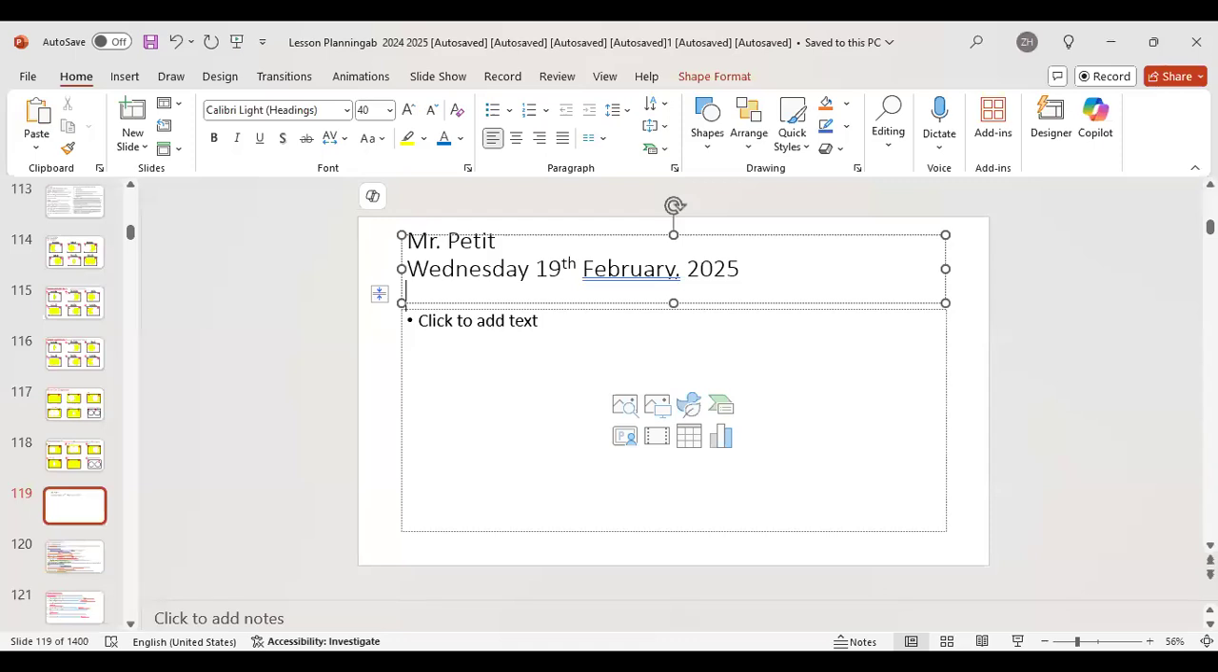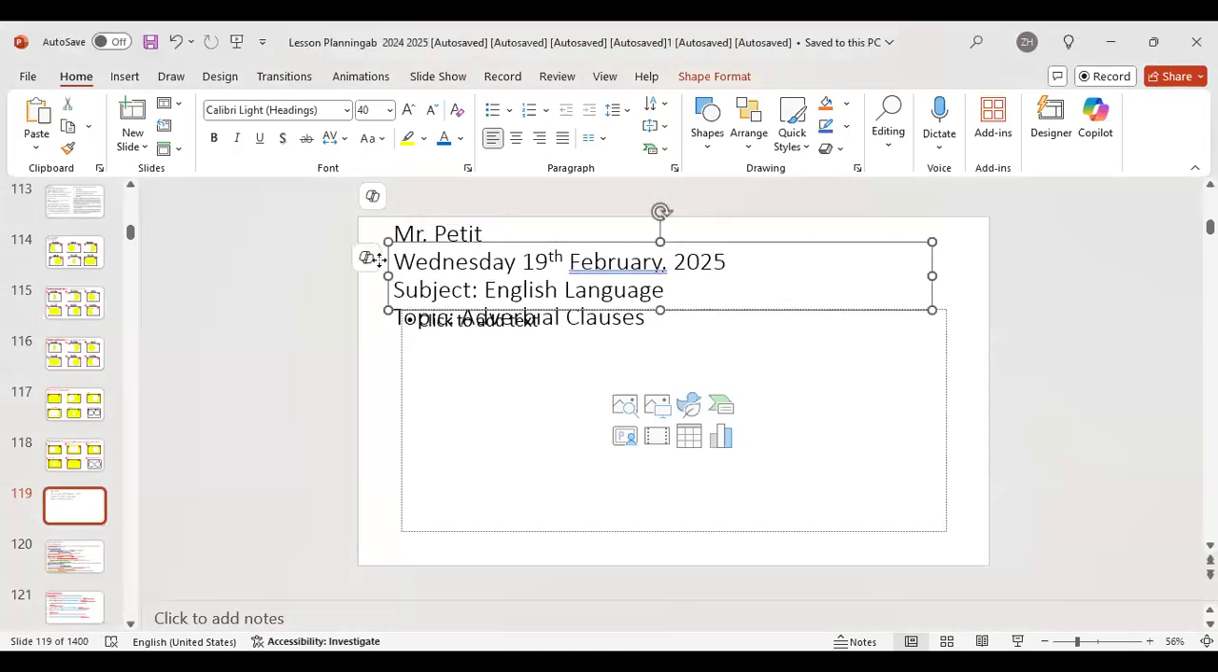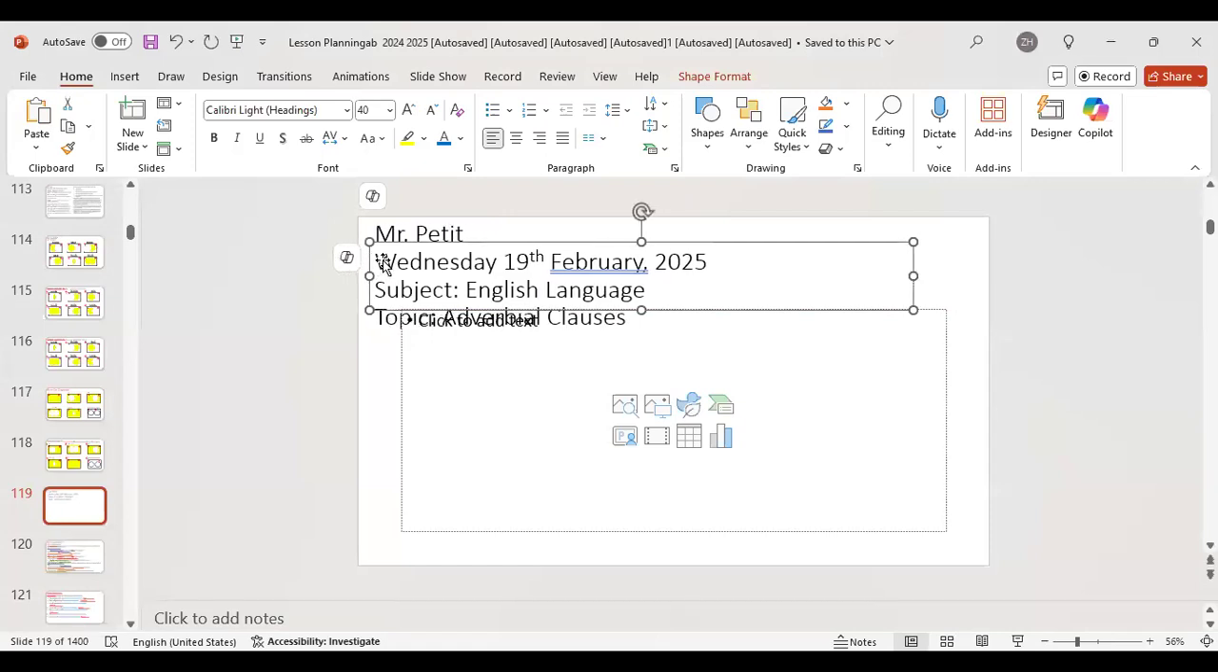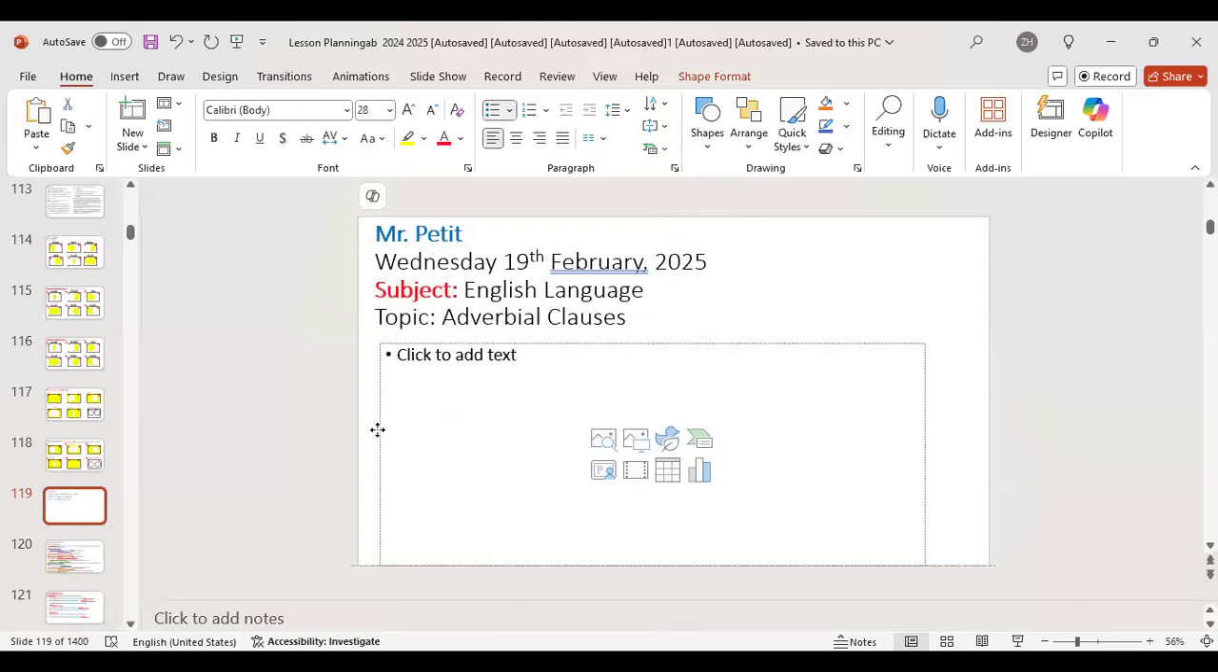And so today we're going to be looking at English language. We're going to be looking at the topic adverbial clauses. Adverbial clauses, first of all, are a type of clause. It's a dependent clause. So we have two different types of clauses in general. We have an independent clause, which means it stands on its own. It can stand alone and makes complete sense, right?